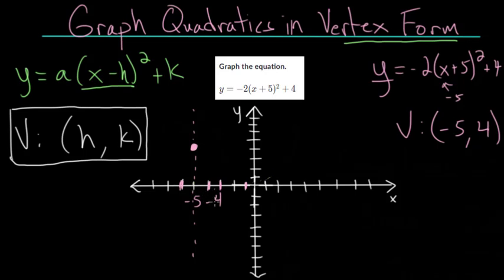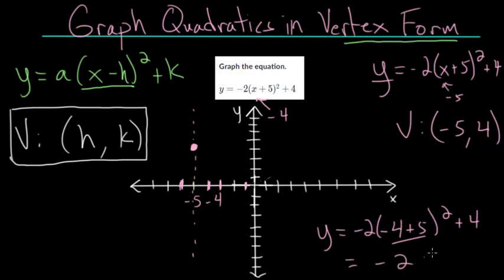So we're going to plug in -4 into our function here and just see what we get for the y value. So y is -2 times (-4 plus 5) squared plus 4. So this is just 1, and 1 squared is 1. So this just becomes -2 times 1, or simply -2, and then you have plus 4. So this simplifies to +2. So basically, when x is -4, then y is +2.